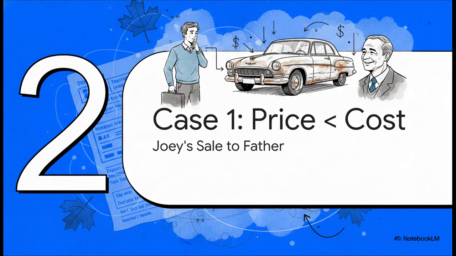All right, let's put these ideas into practice. It's time for our first case study. We're going to follow a guy named Joey, who's selling an asset to his father. And in this case, he's selling it for less than what he originally paid for it. This scenario is super common, and it'll show us exactly how the rules work.